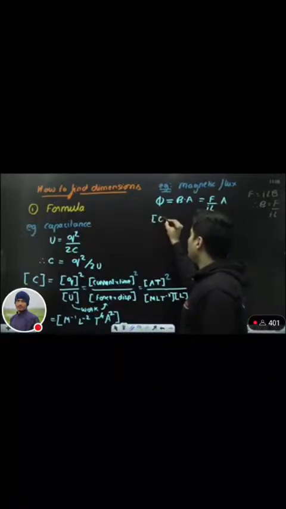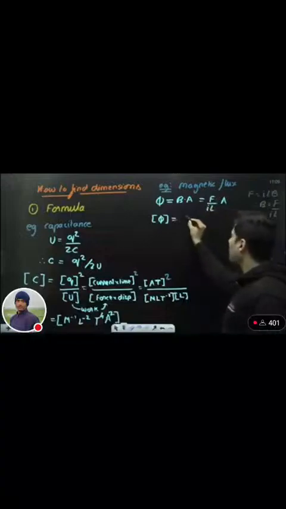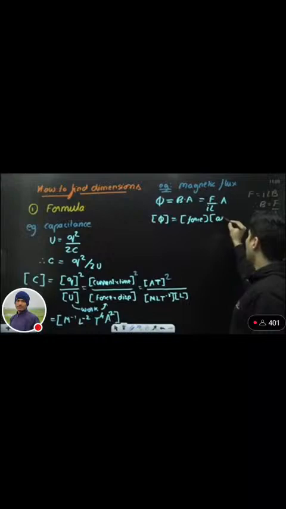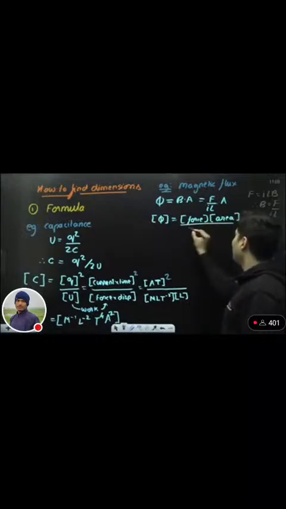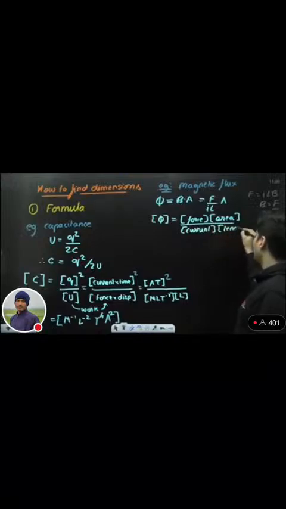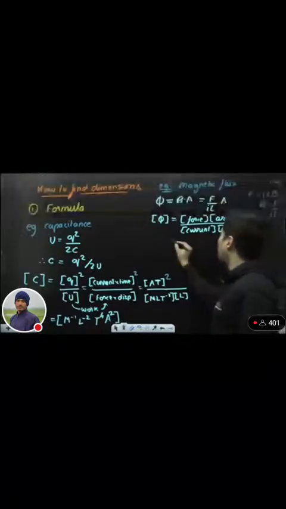Okay, so therefore the dimensional formula of the flux will be the dimensional formula of the force multiplied by area, divided by current and of course the length. Force, guys, is M raised to 1, L raised to 1, T raised to minus 2. Everybody with me? Very good. Next, what is area? Length square. Current is nothing but amperes, and length is nothing but length.